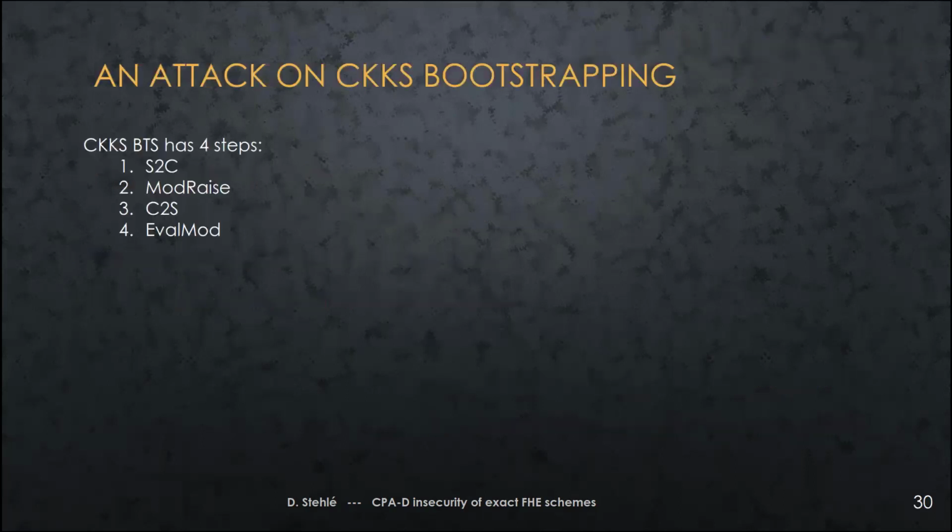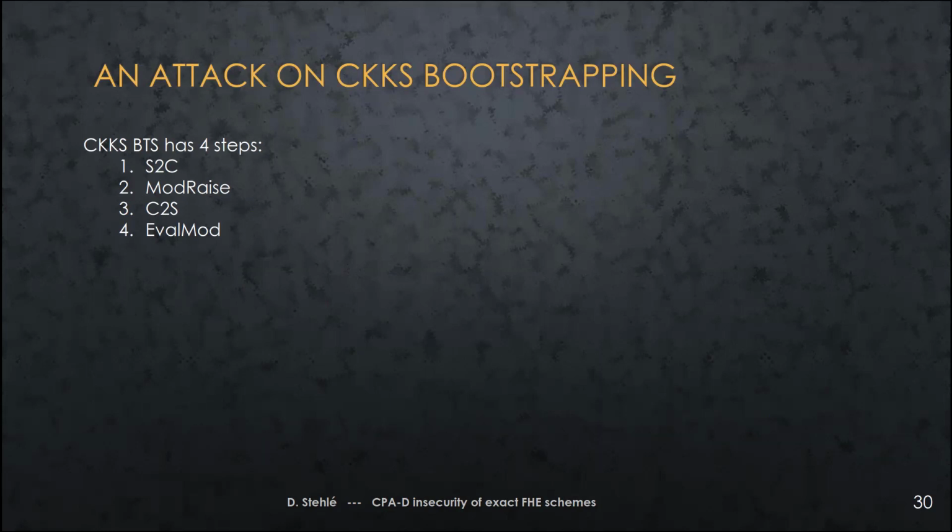Okay, so let's move to CKKS. We also have an attack on CKKS bootstrapping. CKKS bootstrapping has 4 steps. S2C, which is a homomorphic evaluation of a discrete Fourier transform. Mod raise, which doesn't do much except forgetting about some modulus; it's mostly syntactic. C2S is the homomorphic evaluation of an inverse discrete Fourier transform, and eval mod is computing a mod 1 function homomorphically.